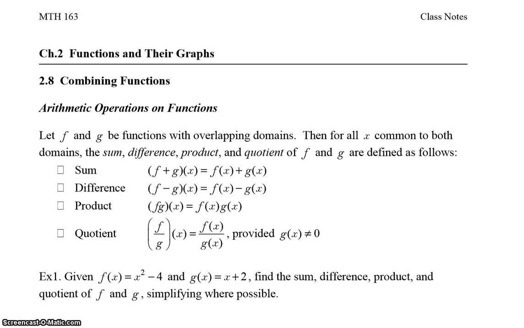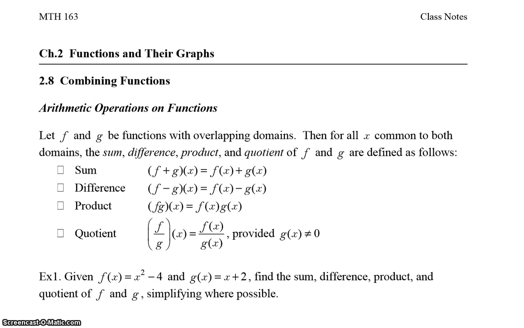Chapter 2, Functions and their Graphs. Section 2.8, Combining Functions. Just as we can combine numbers under various operations, addition, subtraction, multiplication, division, we can do the same sorts of things with functions themselves. So we begin with the four basic arithmetic operations applied to functions.